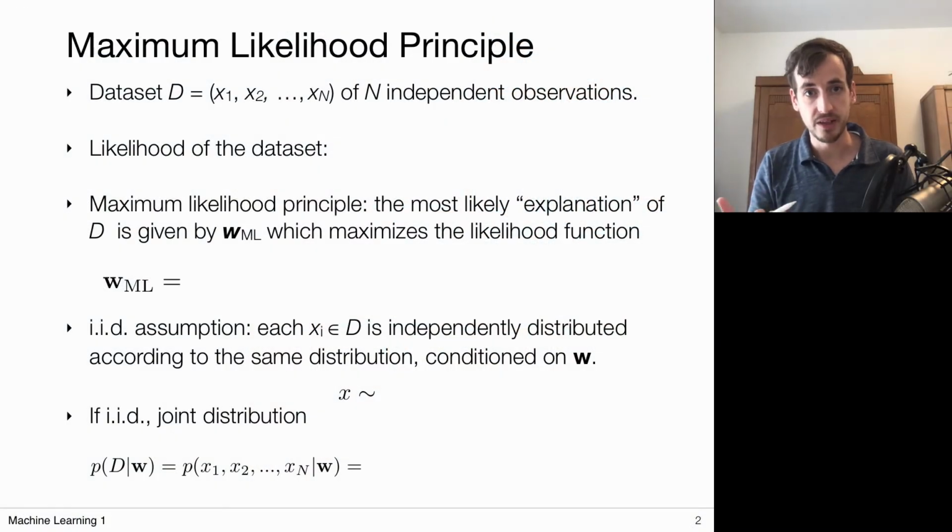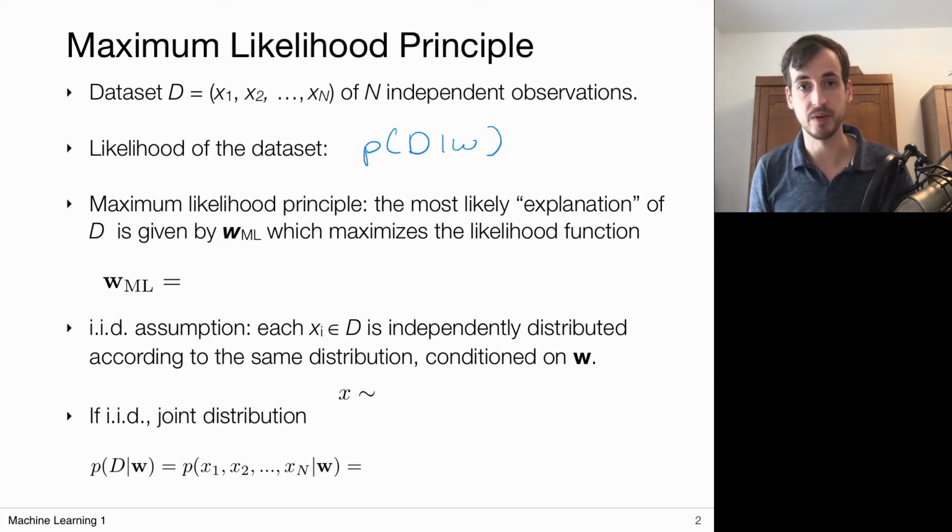Okay, now the premise is as follows. We're dealing with a data set of n independent observations, and we set out to recover the probability distribution that may have generated this data set. We're going to model this distribution with a set of parameters. This distribution is called the likelihood of the data set.